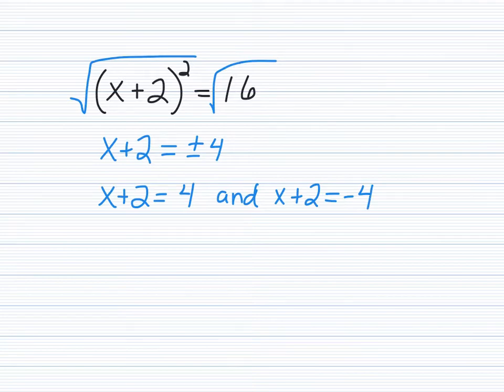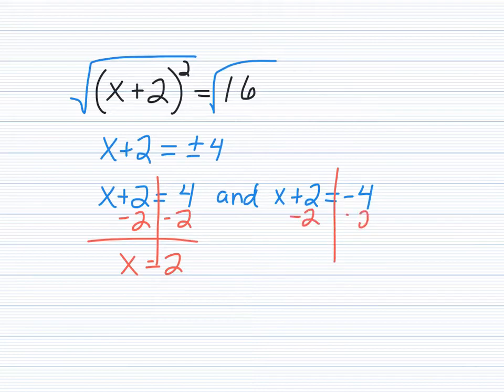So in both of these, we're going to draw our line. Here we're going to minus 2, x equals 2. Here we're going to minus 2, and x equals negative 6. So those are our two solutions, x equals 2 and x equals negative 6.